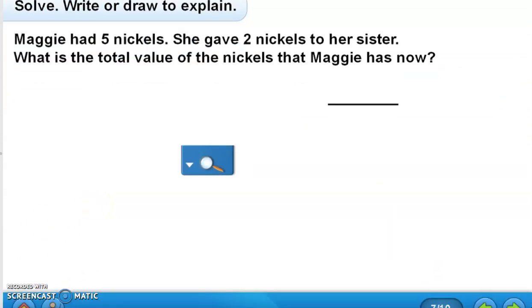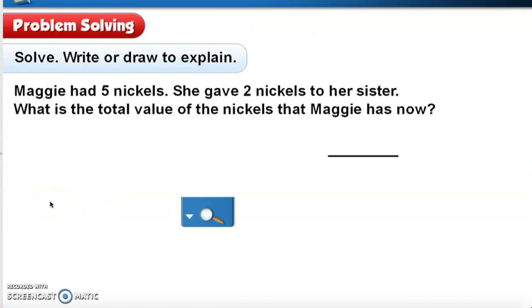All right, and then this one gives us actually a word problem. So it says Maggie had 5 nickels. She gave 2 nickels to her sister. What is the total value of the nickels that Maggie has now? We did this one on the other video, so I'm not going to spend too much time on it, but basically what we said was she had 5 nickels and she gave 2 to her sister. So she ends up only having 3, right?